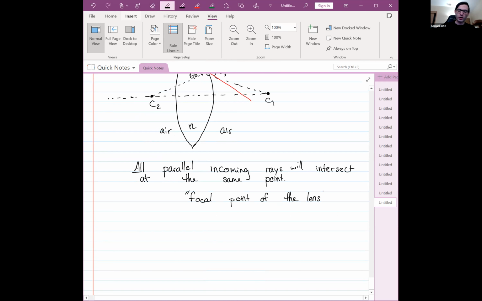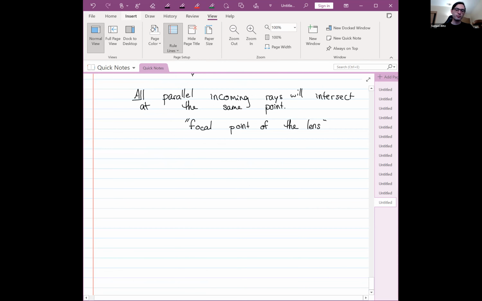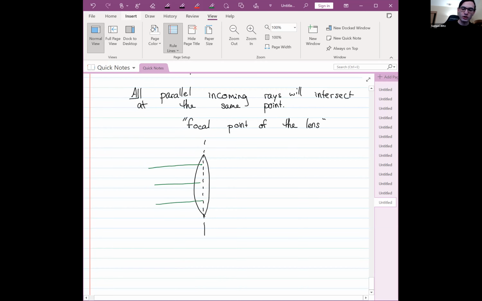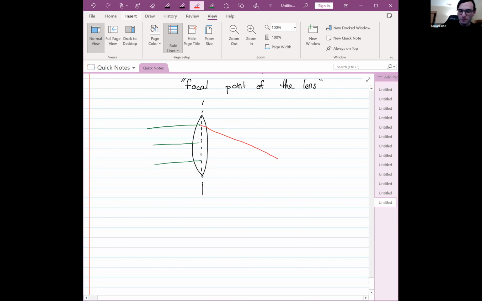So I'm just going to draw a little cartoon, and then we'll call it a day. So you have your little lens. What we're going to do is treat that lens as if it were thin. So we're going to imagine all of the bending occurs at this middle line. Then you send in your parallel rays. They're all going to converge at a single point. And this point here is the focal point.